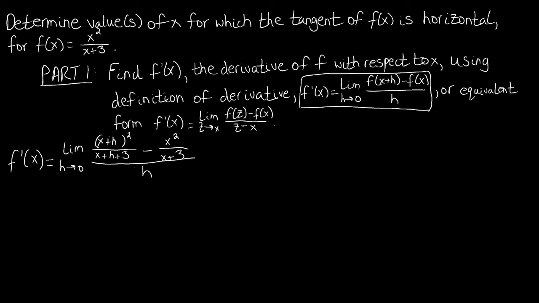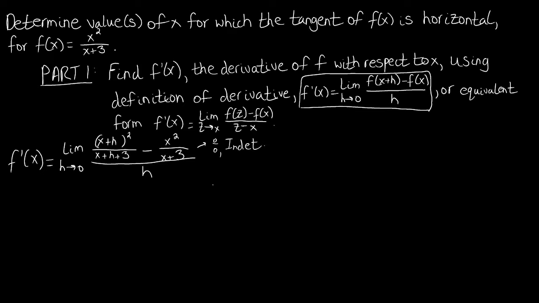With a quick mental pass to the limit test, we know that if we plug in 0 for h, we're going to get x squared over x plus 3 minus x squared over x plus 3, so 0 in the numerator, and we get a 0 in the denominator. So this returns an indeterminate form.